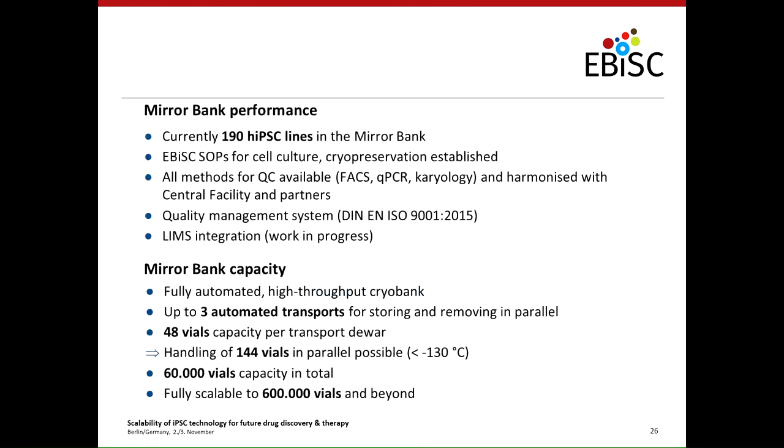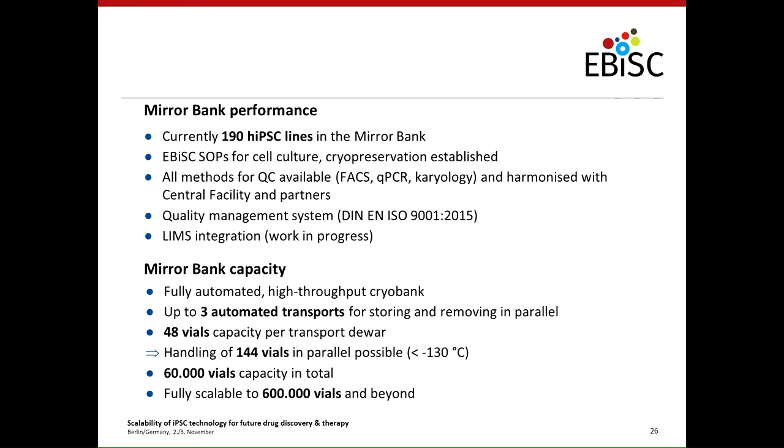Here's a summary of the mirror bank performance. Until now, we have 190 iPS lines in the mirror bank. All EBiSC SOPs are established. Also for the QC, we have everything in place at Fraunhofer at the mirror bank. The complete system is running under a quality management system, the ISO system. And we have a LIMS integration that's still in progress, but that will be done by the end of the project.